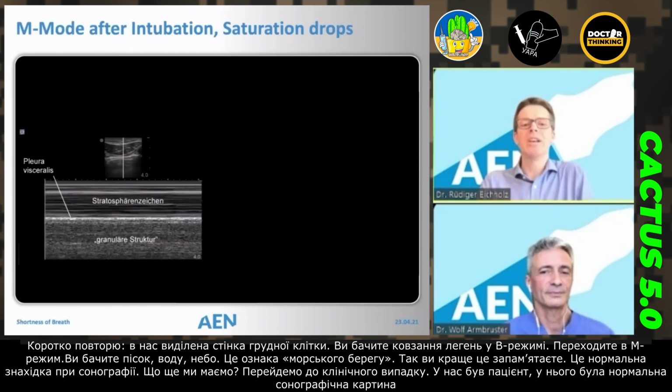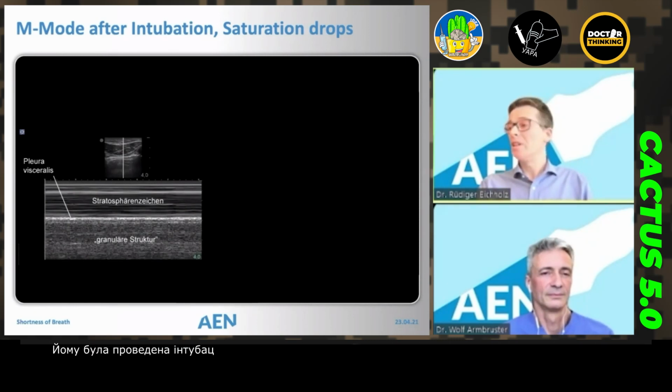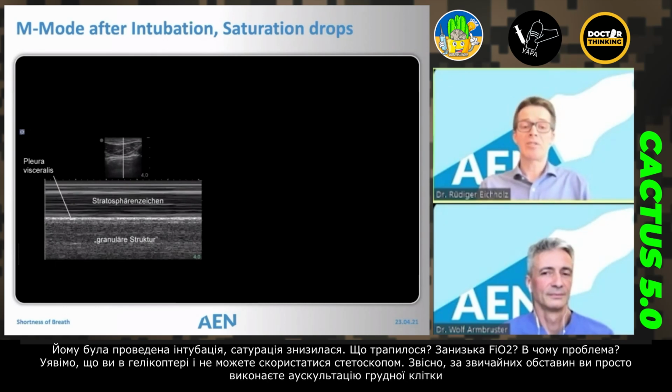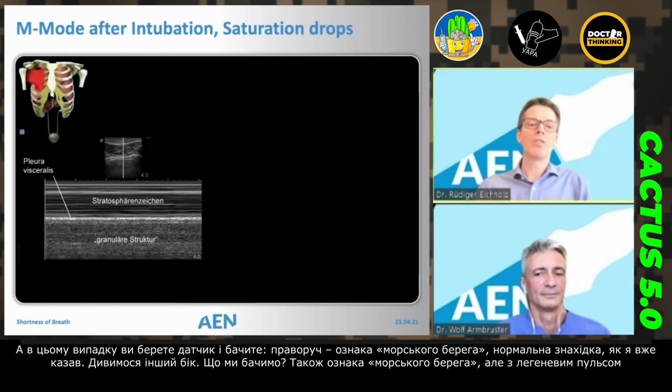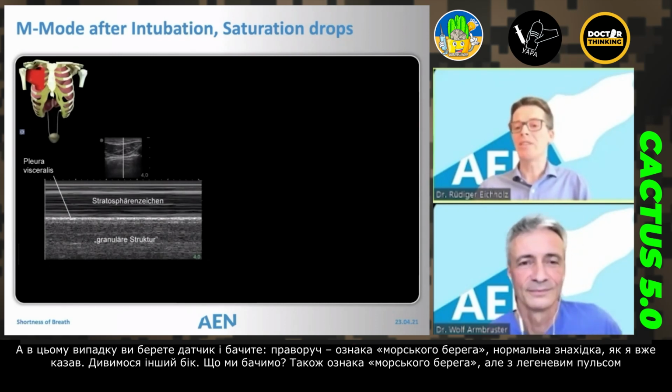Let's go to a clinical case. So we have a patient and we have an M mode picture, and he has been intubated and the saturation drops. So what is it? Is the FiO2 too low? What is the problem? And let's say you were in an aircraft doing patient retrievals or in a helicopter, so you can't use your stethoscope. Of course, normally you would just listen to the chest. In this case, you just put your probe on, and what you see on the right side is basically a seashore sign. As we said before, this is a normal finding.